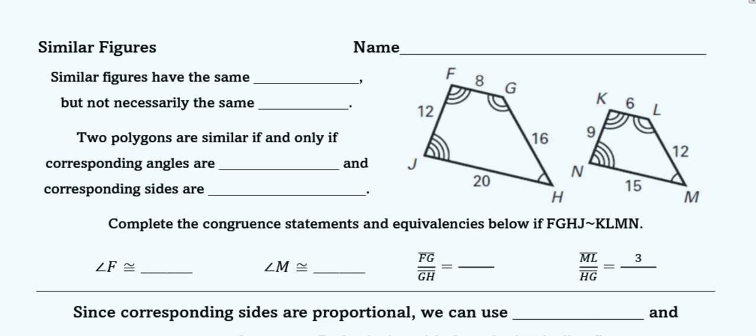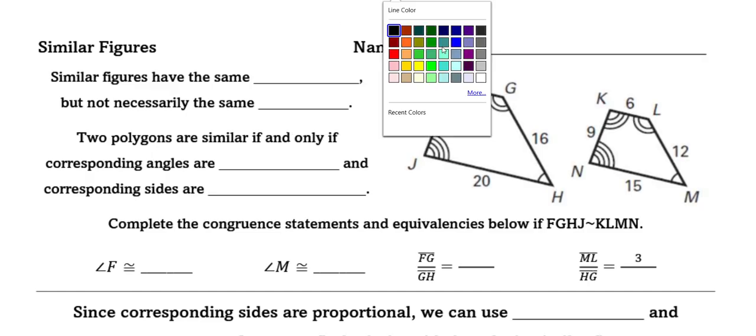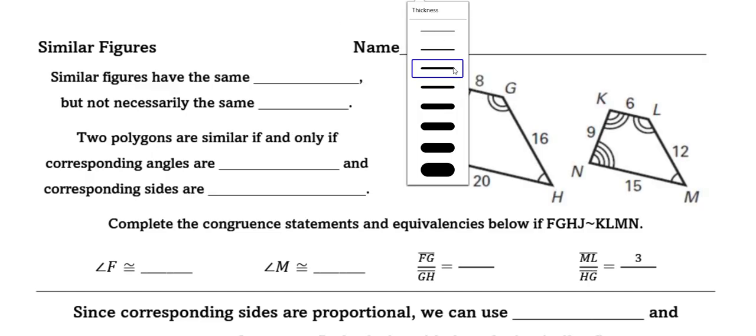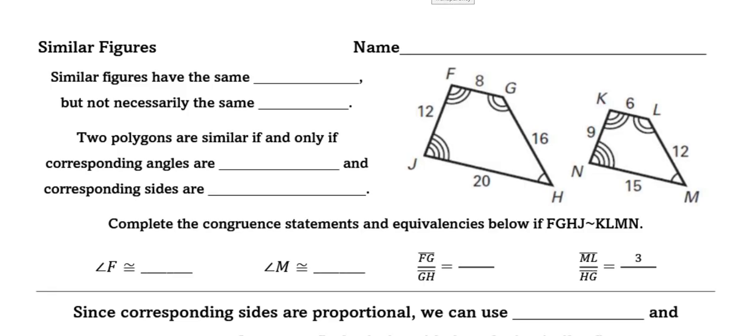Alright, here we're going to learn about similar figures. So mostly we're going to focus on similar triangles this unit, but the proportional relationship between similar figures applies to similar triangles, so we're starting with similar figures, and then we'll narrow our view to similar triangles. So similar figures have the same shape, but not necessarily the same size.